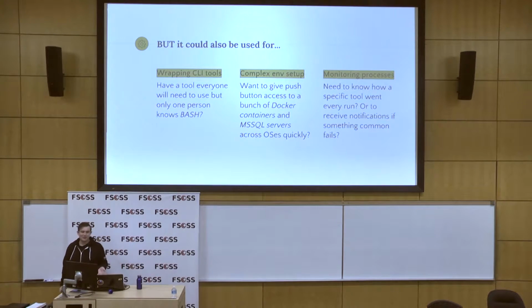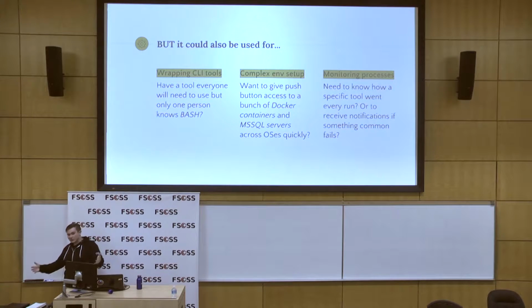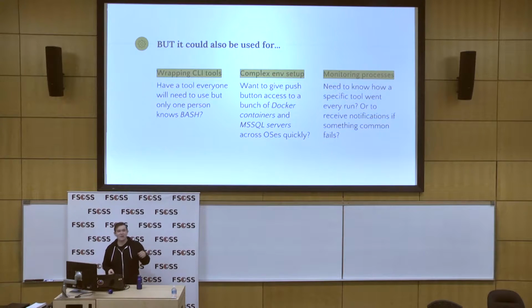So say you have to wrap a command line interface tool. What if you're the only person on your team that knows Bash, but you need everyone on the team to use a tool that's been written in Bash? A very quick way to get it accessible to all these members is to just wrap it in Jenkins CI, provide a front end, and then make anyone who needs to use it have an account. Then you can track who's using the tool, and you can give permissions on what they can do with it.